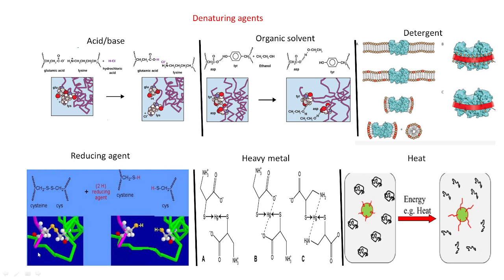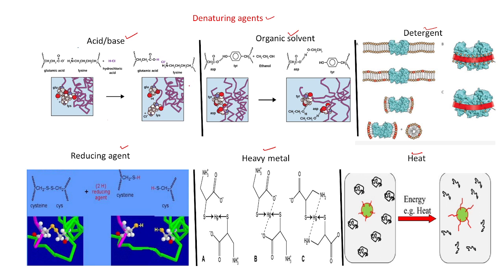what are the denaturating agents. So these are the different types of denaturating agents. For example, a strong acid or base, an organic solvent, a detergent, a reducing agent, a heavy metal, heat. So they all are denaturating agents. That means they denature the protein or unfold the protein so that the protein activity is no more.